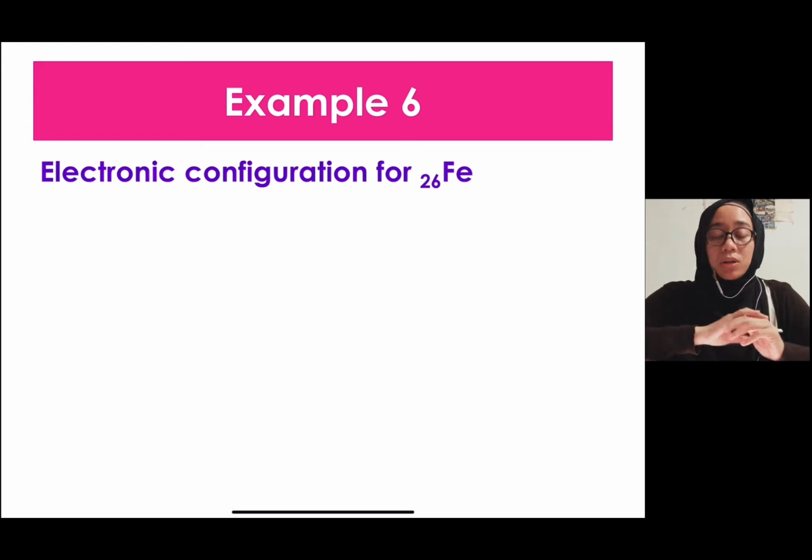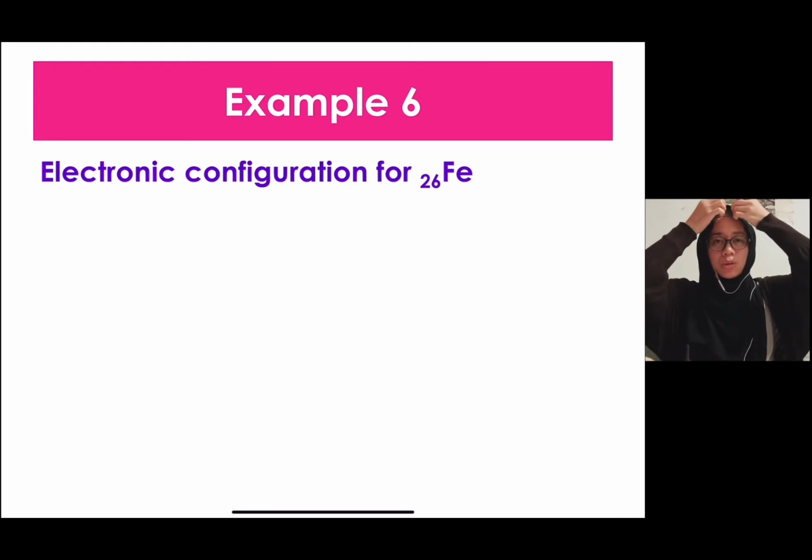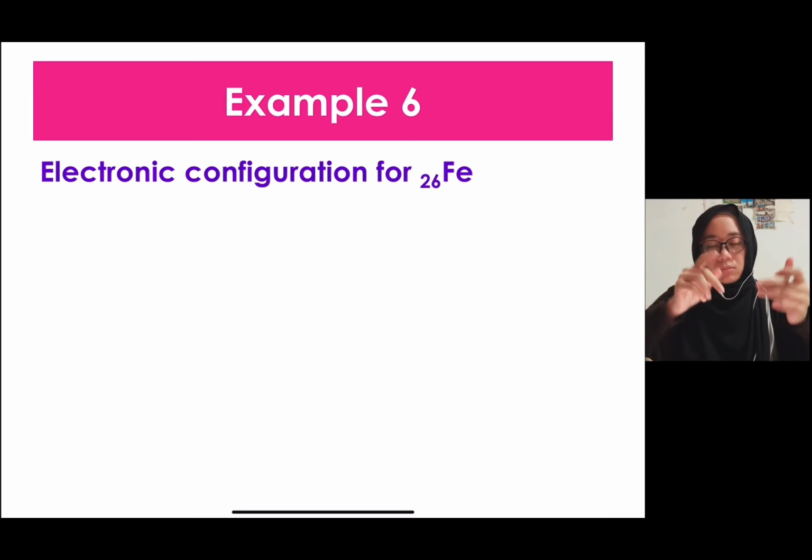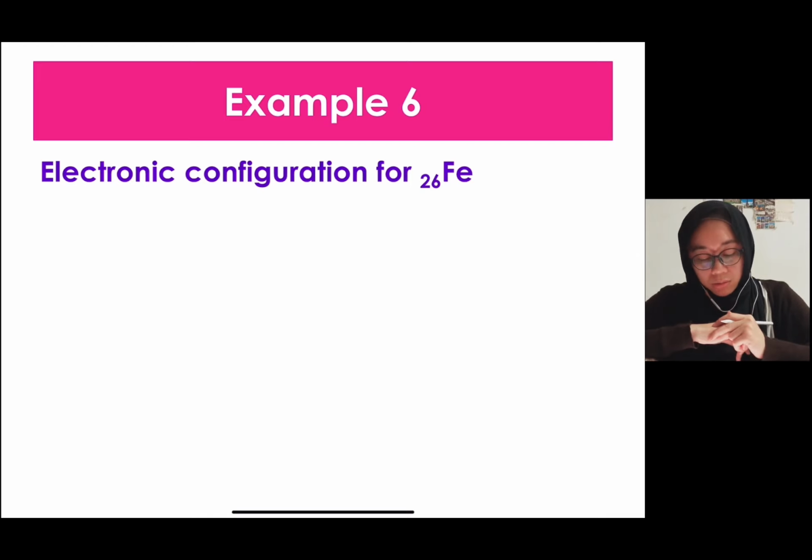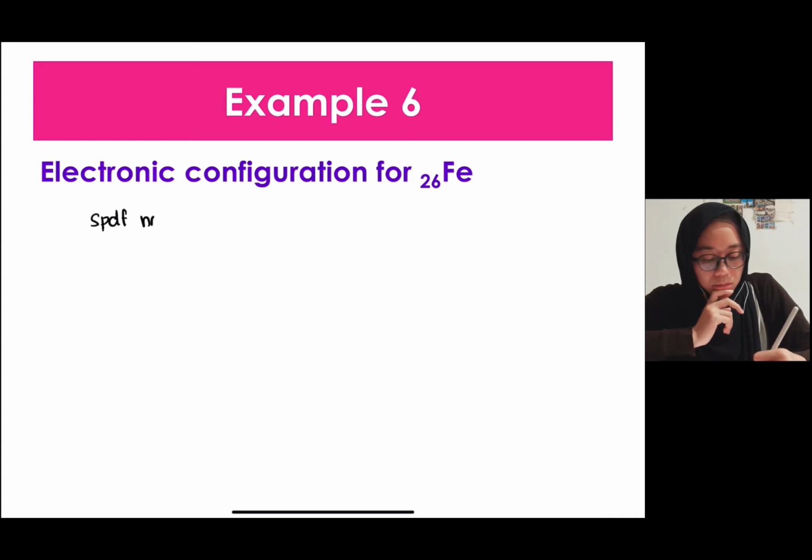Okay, so this example 6 dengan 7 ni tak ada dalam kamu punya nota, so tolong tambah. Okay, Miss tak letak pun dalam nota yang Miss bagi tu lah, so tolong tambah sendiri. Okay, so now kita ada iron. So iron ada 26 protons, meaning it has 26 electron. So the spdf notation, okay, so it looks like something like this.